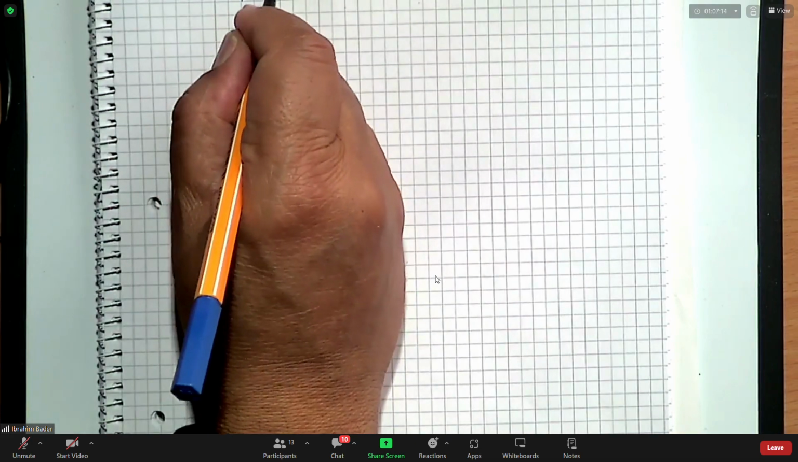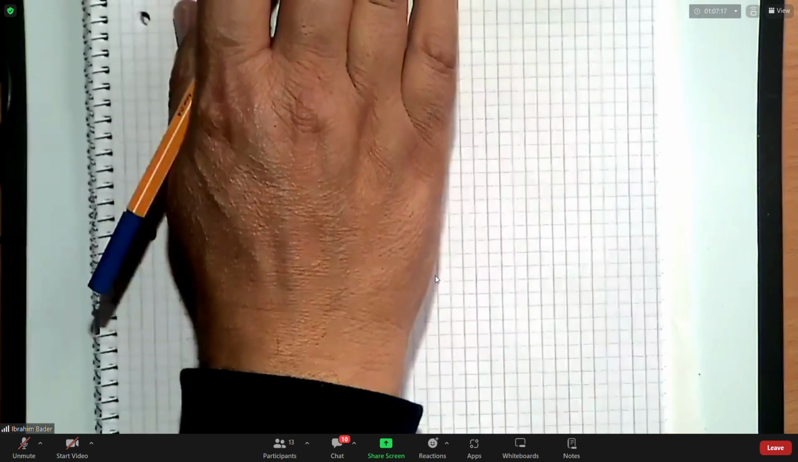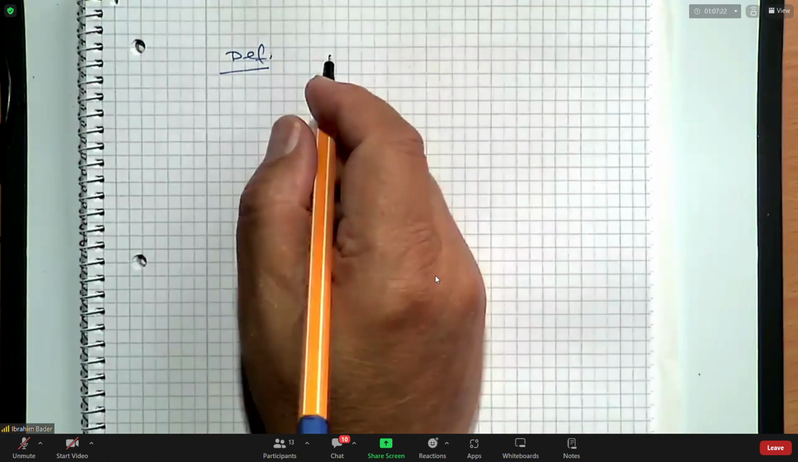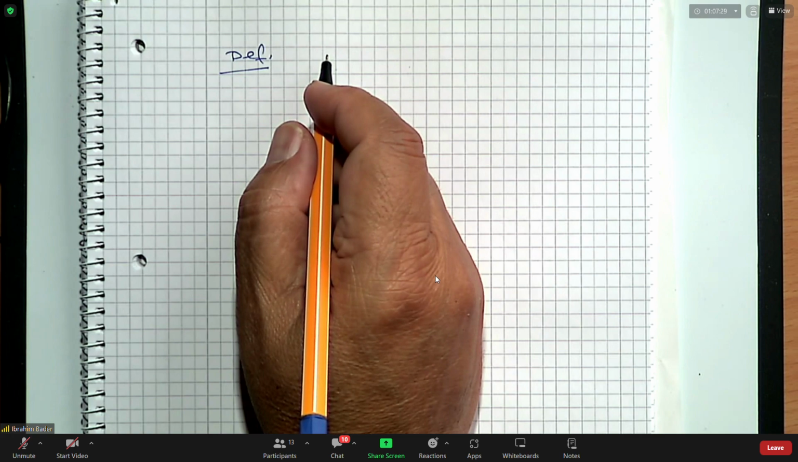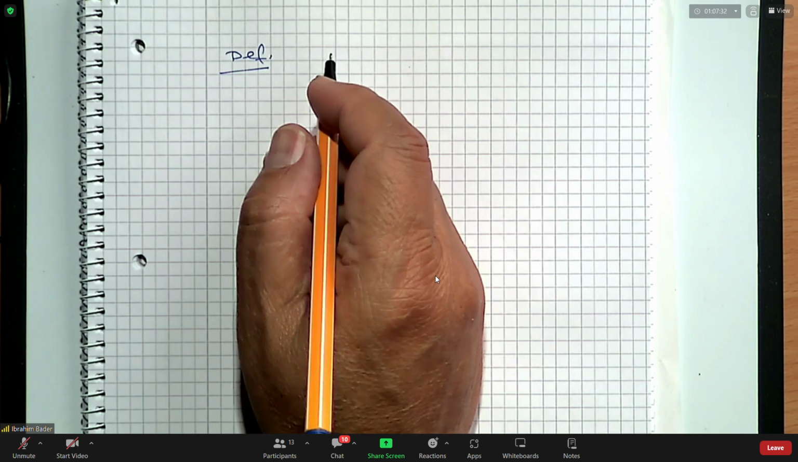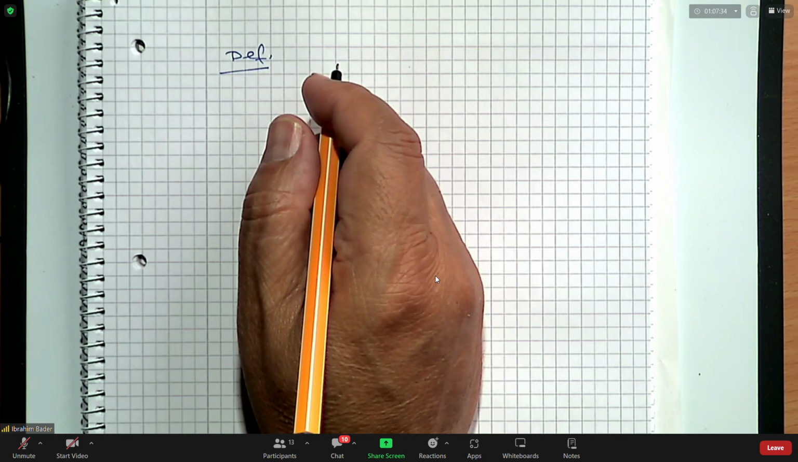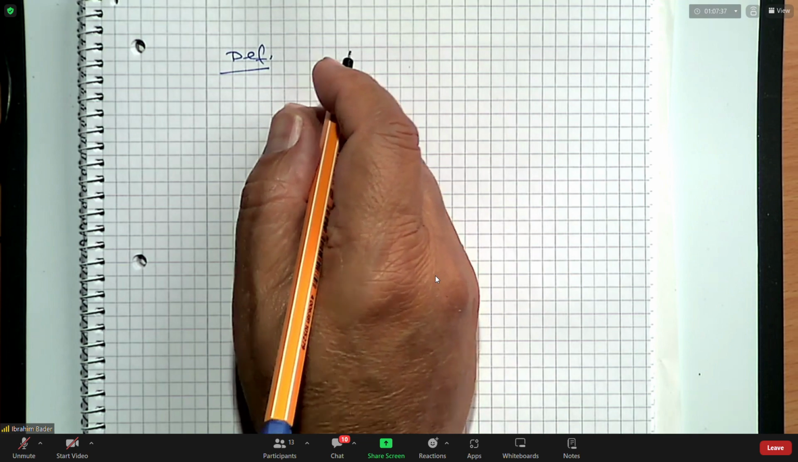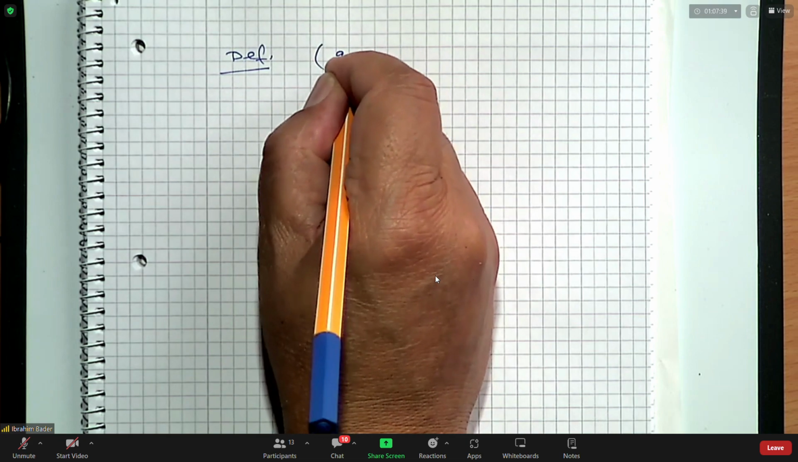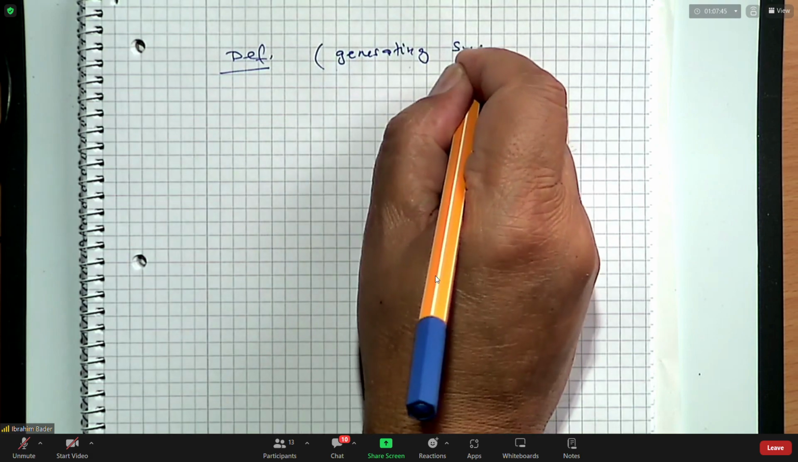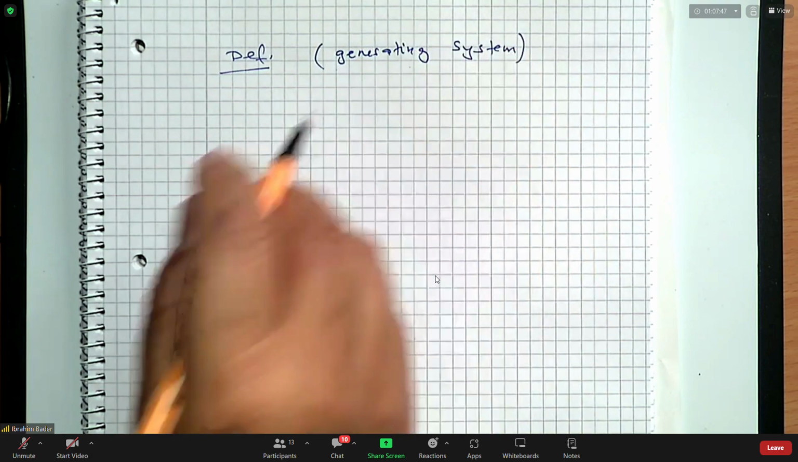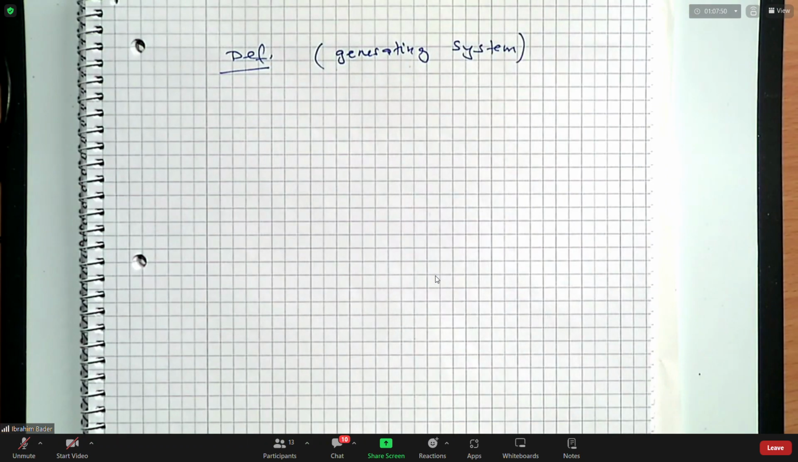But for now, if you have linear combinations, if there's a set for a vector space where each vector out of this space can be written as a linear combination of the vectors in this set, we call this set a generating system of the vector space. Okay, generating system.